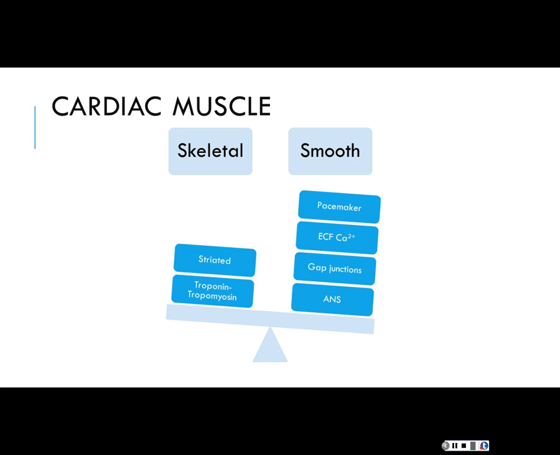And another common thing between the cardiac muscle and our single unit smooth muscle is the expression of gap junctions so that our pacemaker cells can coordinate the activity of the contractile cells.